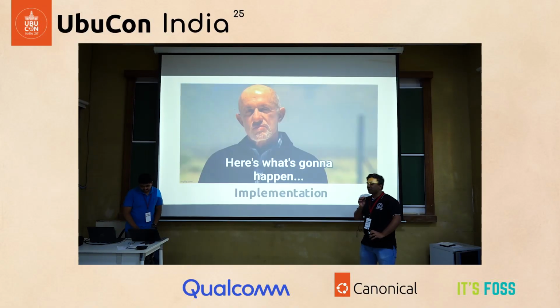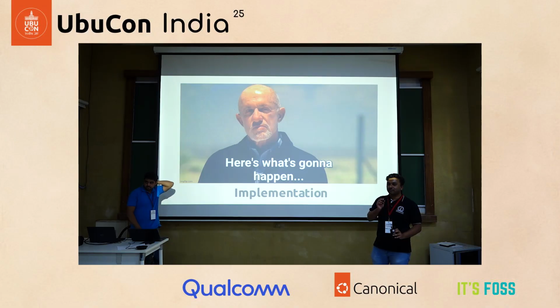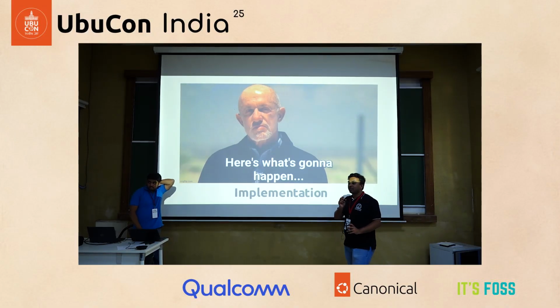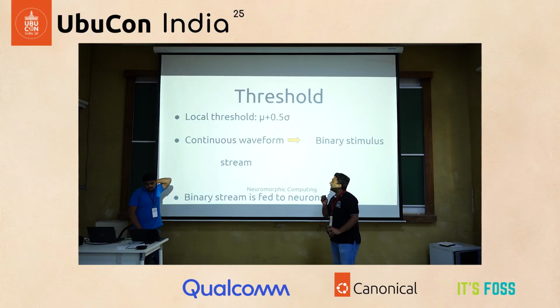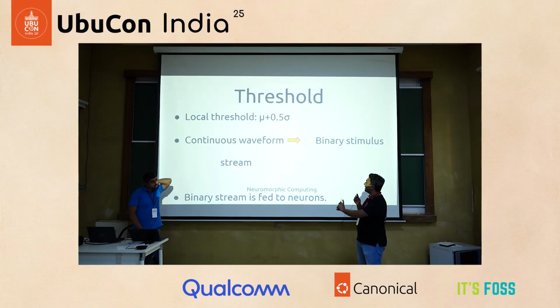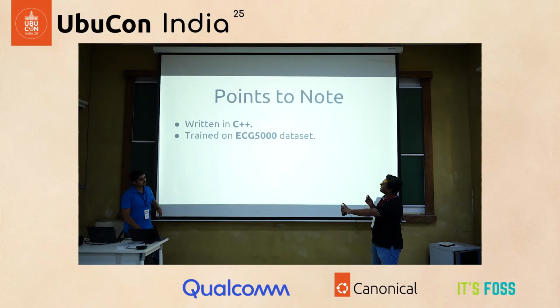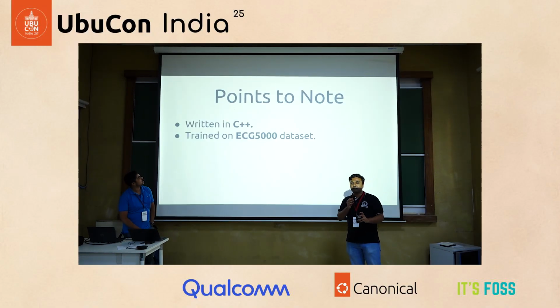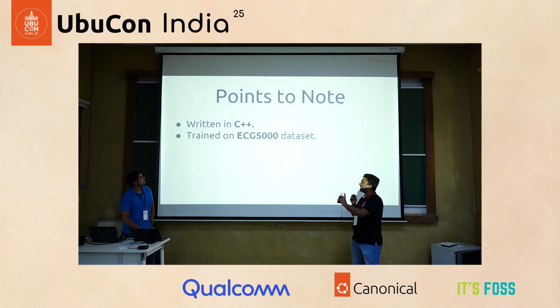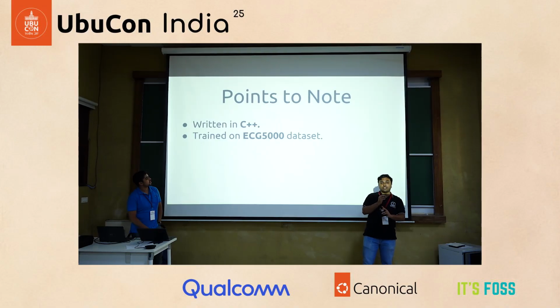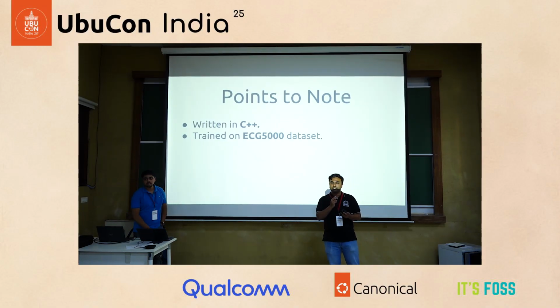I will show you how we implemented it. We'll just very quickly note how we actually implemented it. It was written in C++, of course, to target efficiency and edge devices. We trained it on the ECG data. ECG5000 is a very clean data set, which has around 5000 sequences of ECGs.